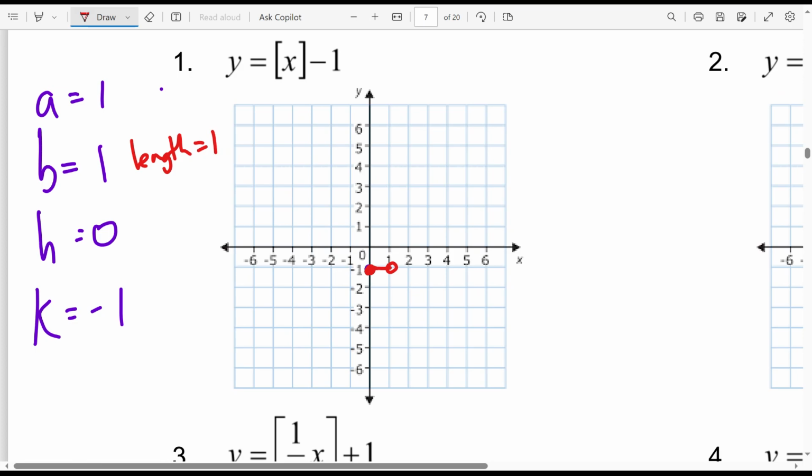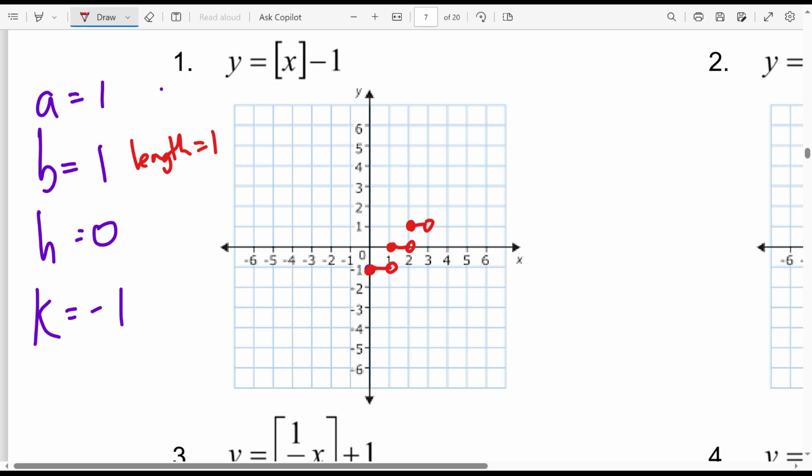Okay? And then what was the step height? Well, that was 1 unit up. So I would go 1 unit up, over, open. 1 unit up, over, open. And at least draw like 3 of them, and then that's basically it.